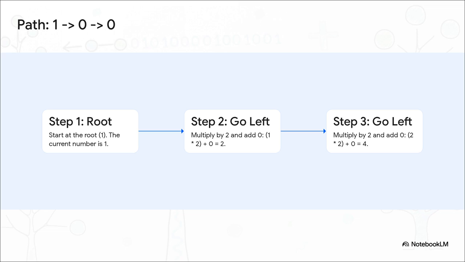Easy enough. Now here's the trick. When we move down to the next node, that 0, we use a super simple formula. Take the number we have, multiply it by 2, and then add the value of the new node. So that's 1 times 2 plus 0, which gives us 2. Got it? Let's do it one more time. We take our current number, 2, multiply it by 2, and add the new node's value, which is another 0. So 2 times 2 plus 0 equals 4. And just like that, the path 1, 0, 0 gives us the number 4.